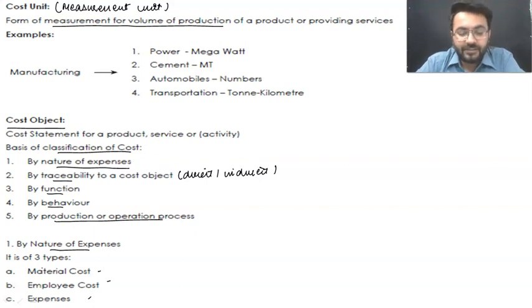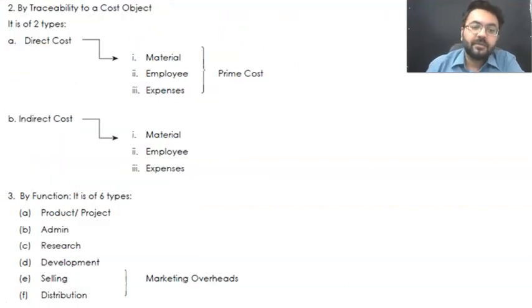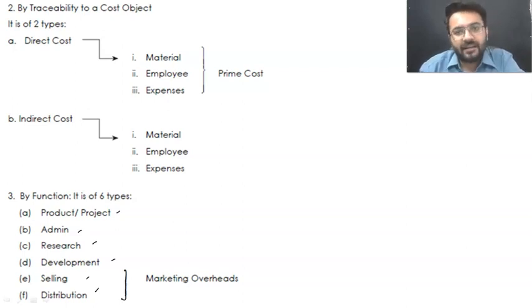After that, we have the function. Function over here straight away talks about the various kinds of departments which are functioning in the organization, which may be related to the product or the project, admin, research, development, selling, distribution. These selling and distribution are straight away for the marketing itself. Both of them can be classified under a single head.